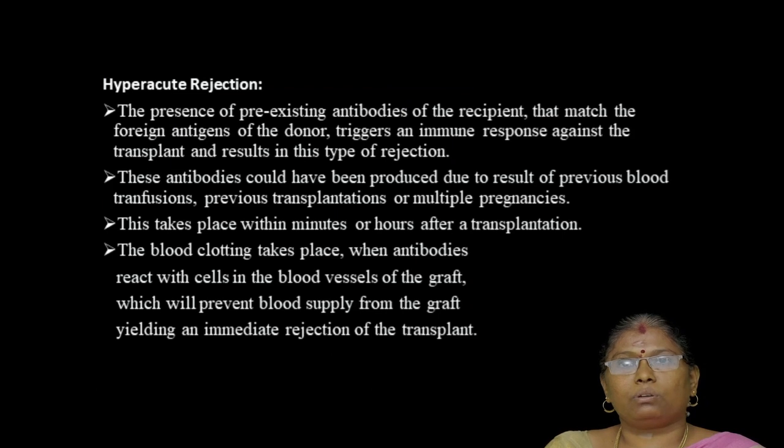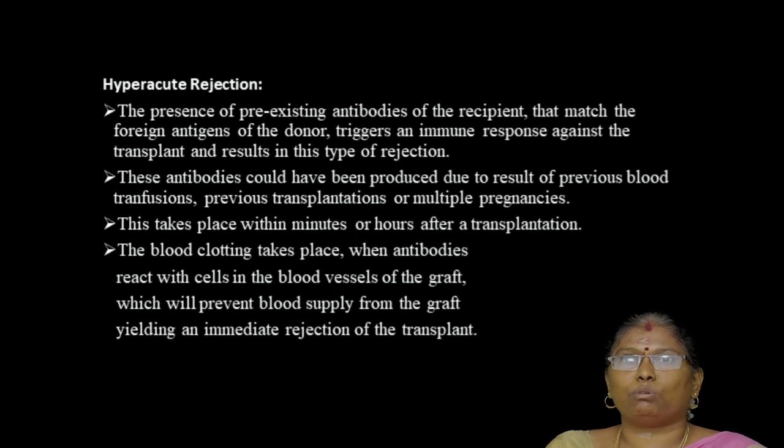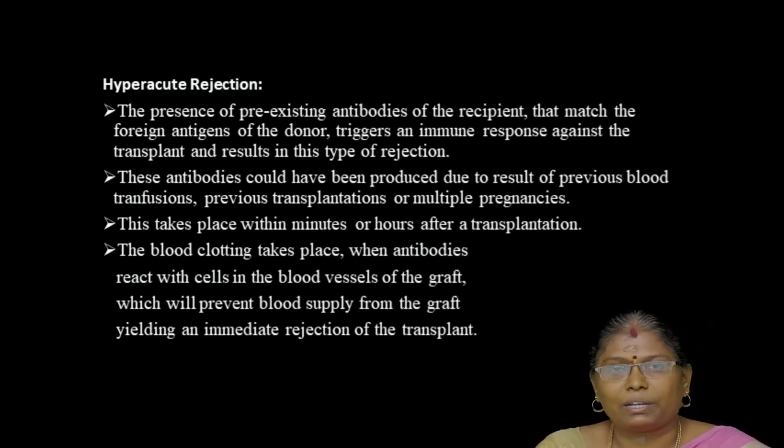So next we see about the types of rejection. There are 3 types of rejection. One is hyperacute rejection, the second one is acute rejection, the third one is chronic rejection. Under hyperacute rejection, due to the presence of pre-existing antibodies or memory cells that match the foreign antigens of the donor, the immune response recurs and the rejection is carried out. So this rejection takes place within minutes after the transplantation.